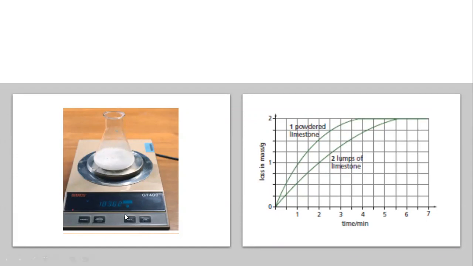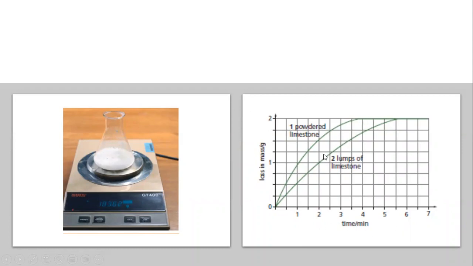Why will the mass be decreasing? Because carbon dioxide is being lost. Since carbon dioxide is being lost, your mass is going to be decreasing, and you can go ahead and plot your graph for the loss of mass on the y-axis and your time on the x-axis.